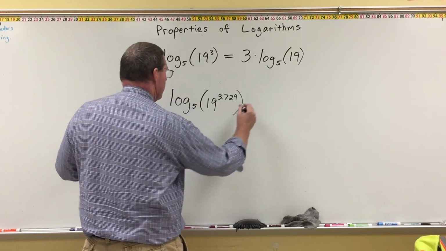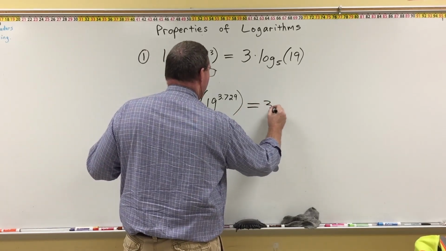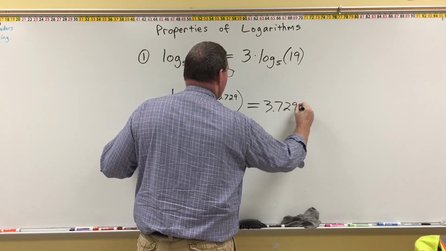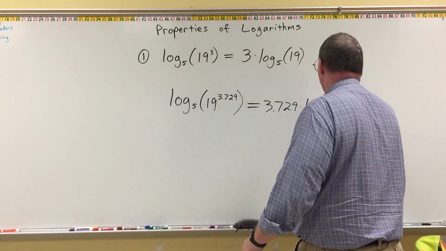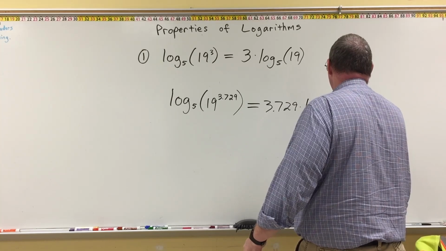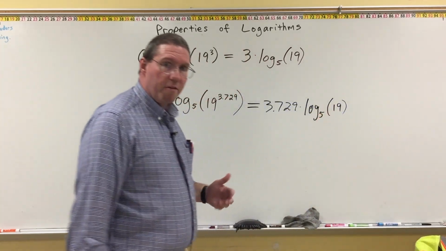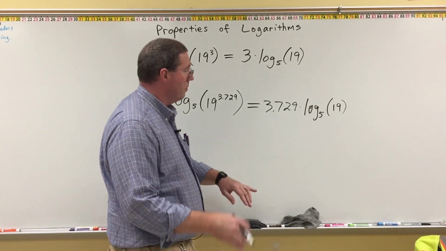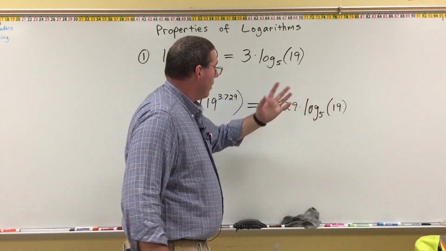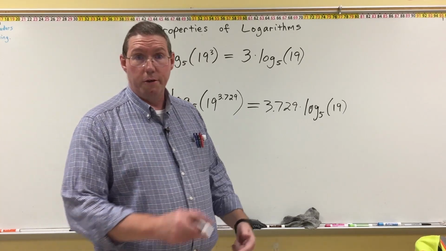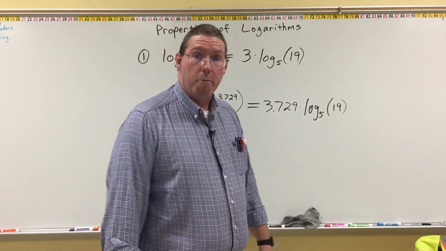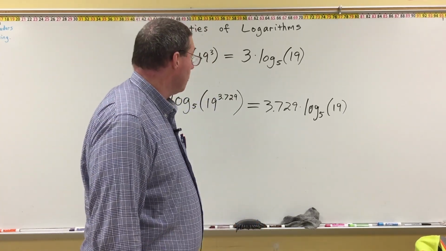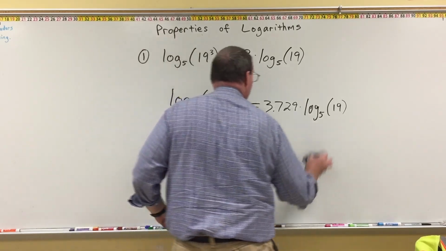But we can very easily turn this into 3.729 times log base 5 of 19. So if we were able to figure out log base 5 of 19, which I'm going to show you how to do in just a little bit, not precisely, but close, then we just multiply that number by 3.729, which we can do with old school, elementary school decimal multiplication, okay? All right, so that's the first property of logarithms.